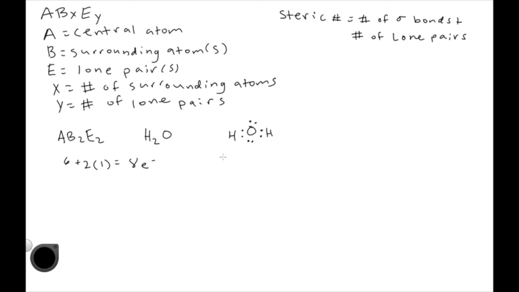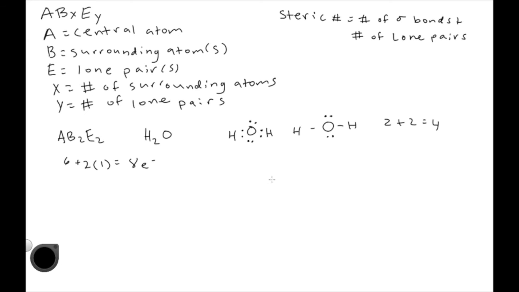So now, since there are 2 bonding pairs, 2 sigma bonds around the central atom, the oxygen, because all single bonds are sigma bonds. So since we have two bonding pairs and two lone pairs, the steric number is 2 plus 2, which is 4. So therefore we have a tetrahedral electron pair configuration.